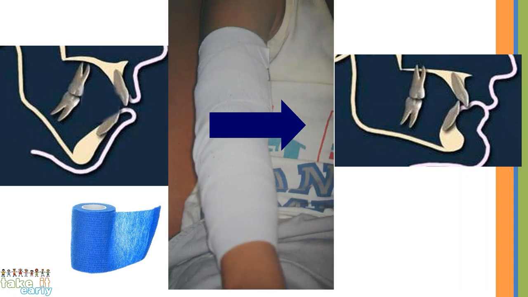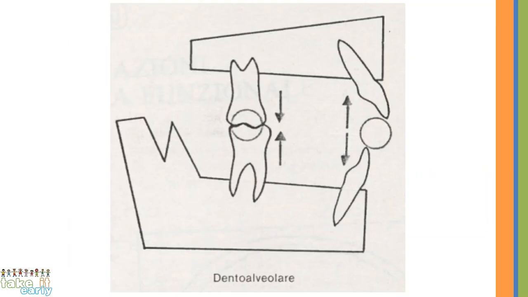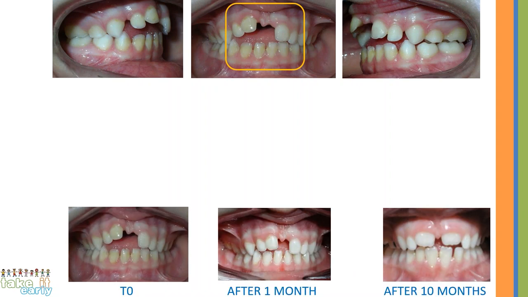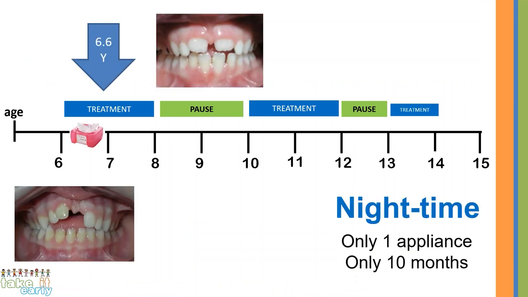And normally, to control the bad habit, I use elastic bands that are normally used in sport or in fitness. And I am just working inside the dentoalveolar sectors, because the upper and the lower jaws present a correct relationship between themselves. We can see what happened after 1 month and after 10 months during the eruption of the teeth. So I used only one appliance during the night for 10 months to obtain this result.